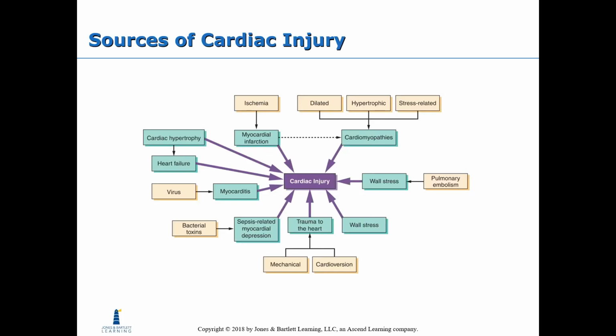This is a table that shows sources of cardiac injury. Ischemia is a constriction in blood flow that can lead to myocardial infarction, which can lead to cardiomyopathies and cardiac injury, or directly to cardiac injury. Dilated, hypertrophic, or stress-related injuries can lead to cardiomyopathies and cardiac injury. A pulmonary embolism can cause an increase in wall stress, which leads to cardiac injury. Wall stress in general can lead to cardiac injury, and you can go across the list here and look at other sources of cardiac injury.